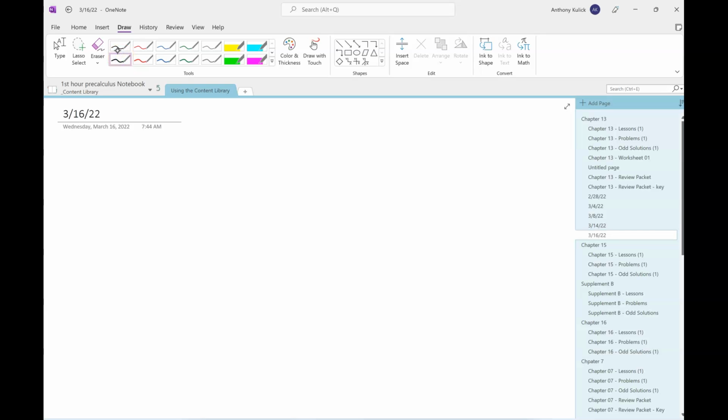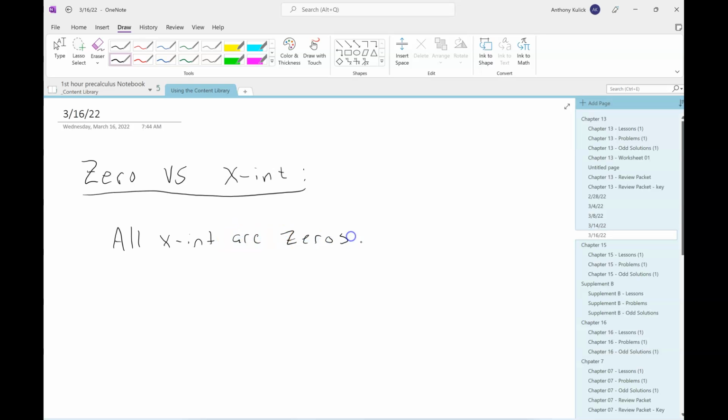So let's start by clarifying the difference between when we talk about the zero for a function and the x-intercept for a function, because the two are related. So zero versus x-intercept. All x-intercepts are zeros. Period.